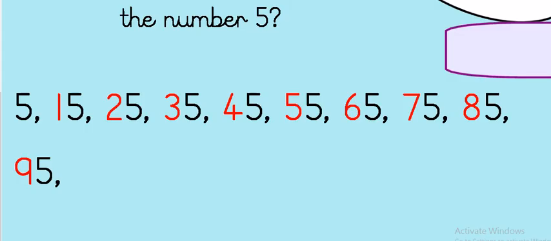Ready? Count with me. 5, 15, 25, 35, 45, 55, 65, 75, 85, 95, 105. Well done, everybody. Do you remember the pattern? Yeah, that's right. The ones number stays the same, doesn't it? And the tens number gets bigger each time, doesn't it? 1 ten, 2 tens, 3 tens. All right, well done.